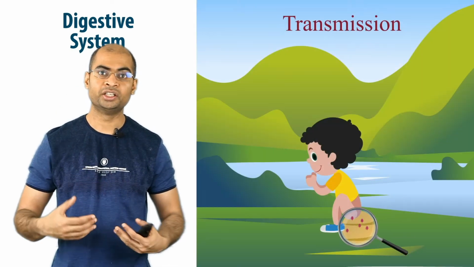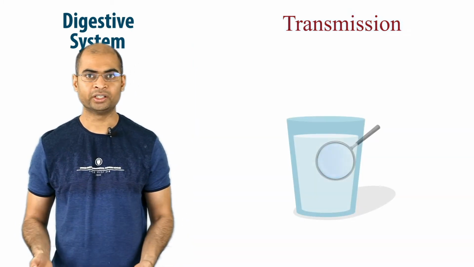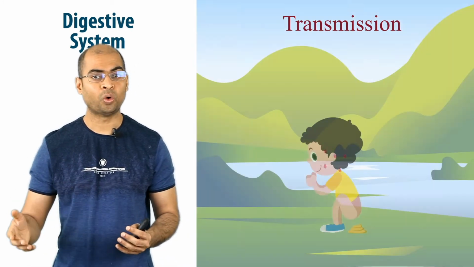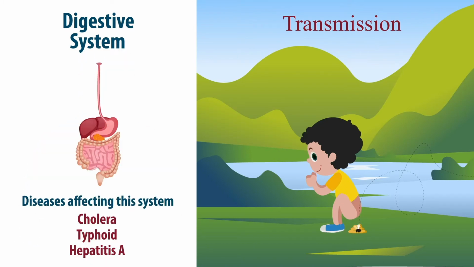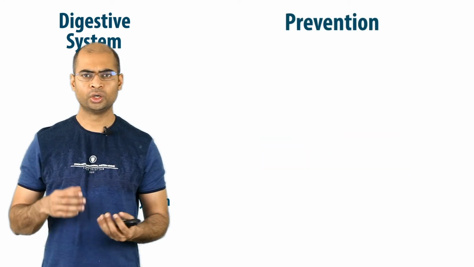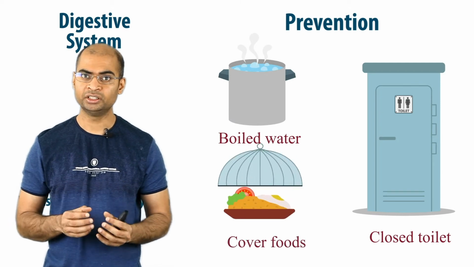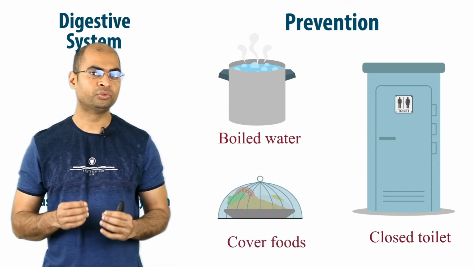Now, the germs that are in your stomach and intestine are excreted along with the waste and then can spread through water and food. To prevent this spread, it is important again to maintain basic hygiene and consume clean food and water.